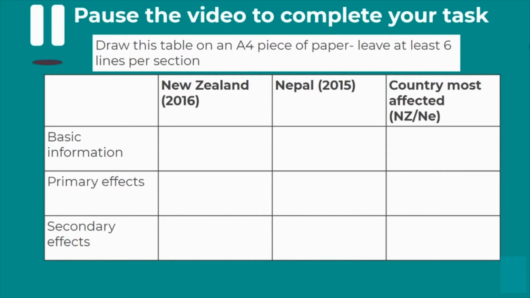And I want you to leave at least 6 lines per section so that you can add in the basic information about each country. We can then look at the primary and the secondary effects in each country, and we can have a look at the country that we think has been the most effective. So, as I say, draw this table big across the whole of a page of A4. Pause the video to do that, and then come back in a second, and we'll start to get to know New Zealand and Nepal as countries.